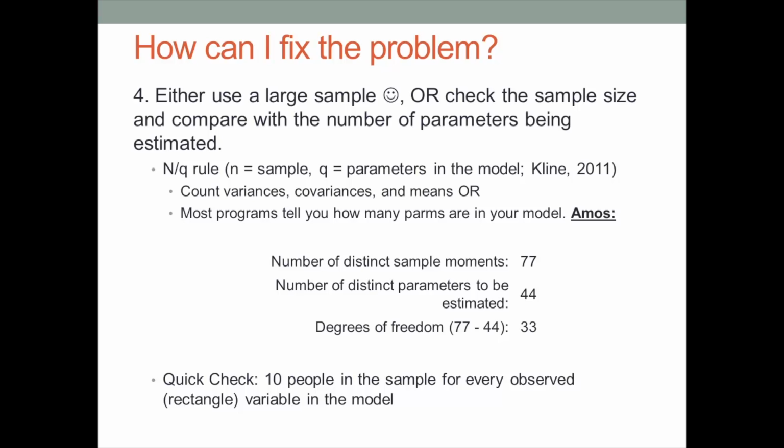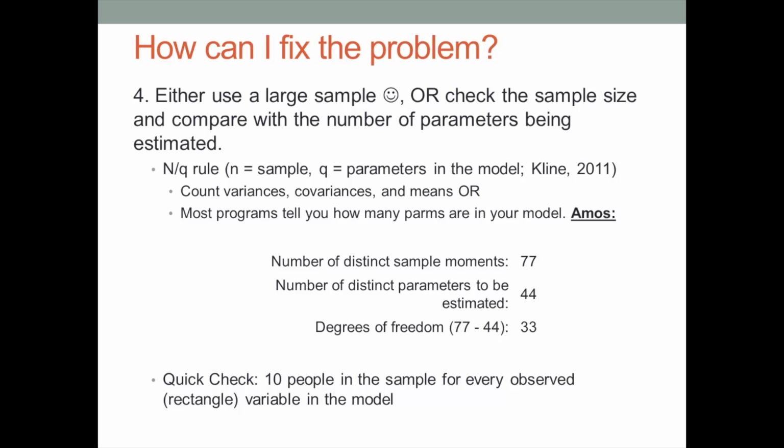Okay, so how do we fix these problems? Some more suggestions. Using a larger sample. Sometimes the problem is that you're trying to estimate a model that's too big for the sample size that you have. This is really common, actually, where somebody comes in with a model and they can't get it to run, or they come up with these negative variance problems, and I'll say, okay, how many people are in your sample? They'll tell me, well, I've got 100 people in my sample. Okay, well, how many parameters are you trying to estimate?